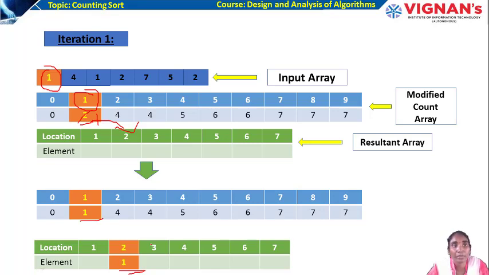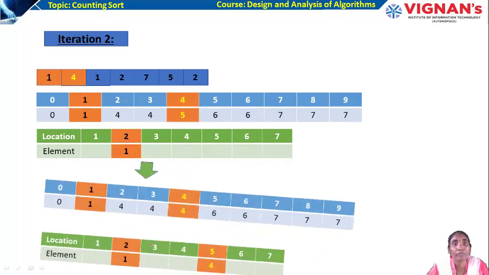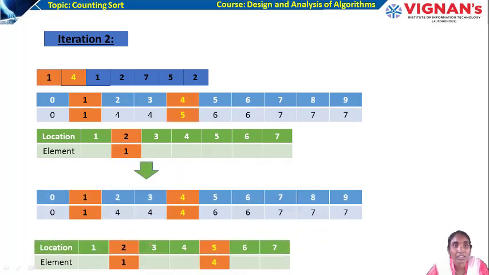Now, what is the next element? 4. So now I have to go to the 4th index. In the 4th index I have 5. So in the 5th index of the output array, I have to keep this element 4. I have kept element 4 in the 5th index of the output array, and immediately I have to decrement this 5 by 1, and then it will be modified as 4.